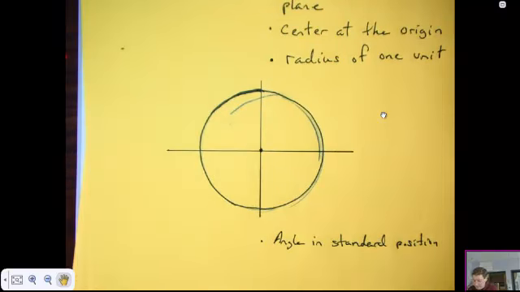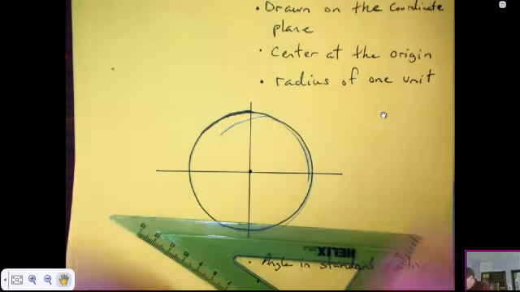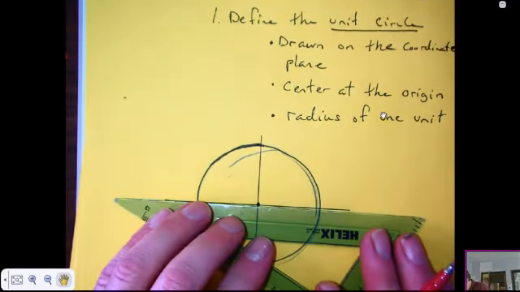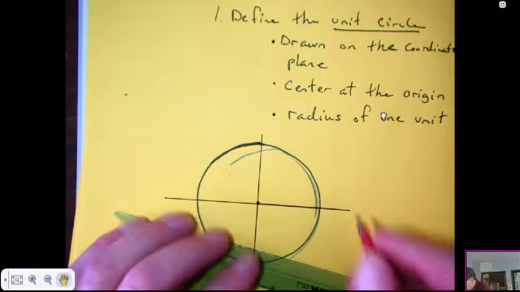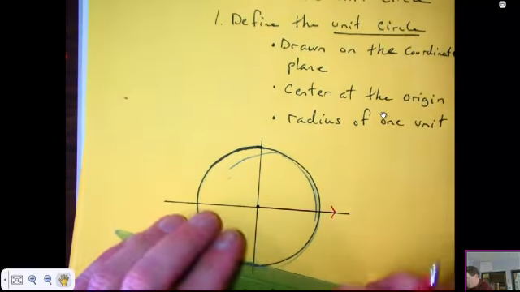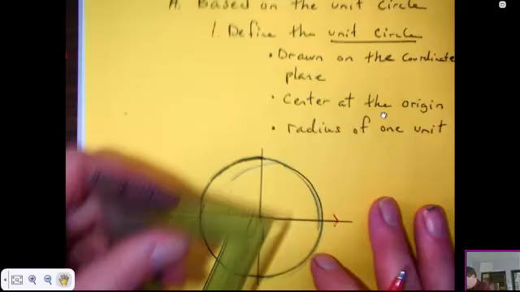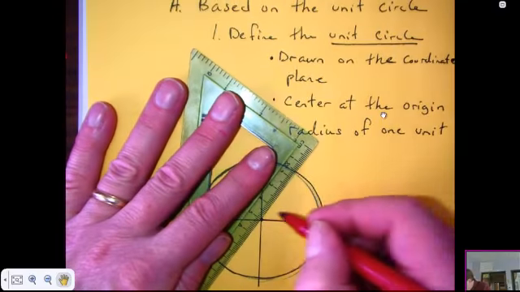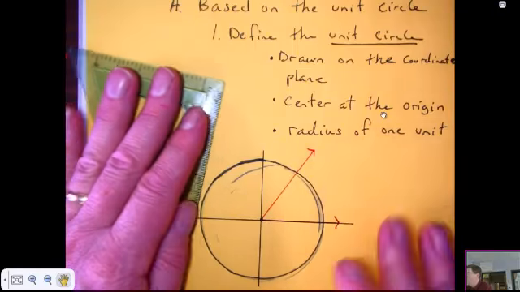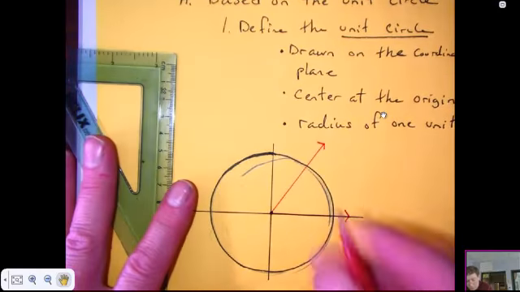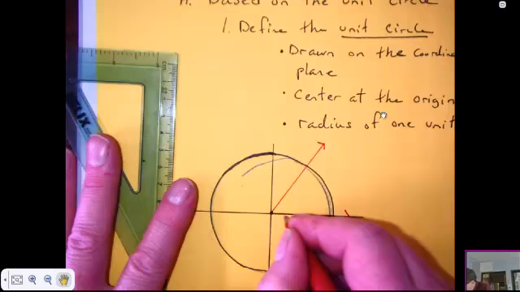So that means I'm going to have, here's the initial side, and then I'm going to put a terminal side here. So we're going to call this angle here theta.